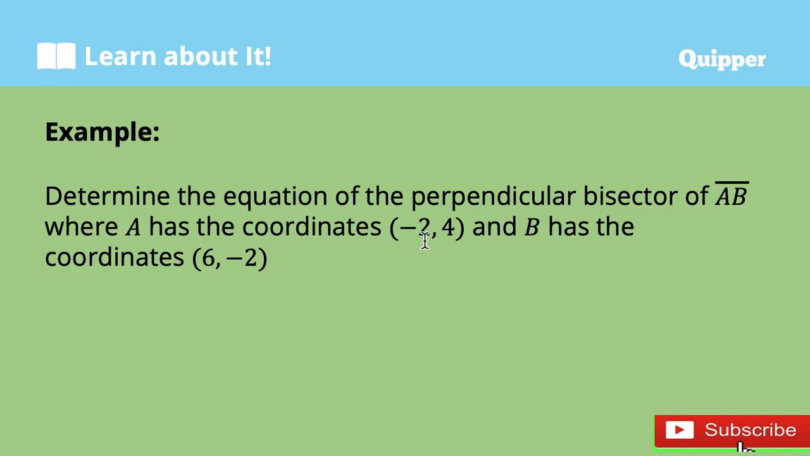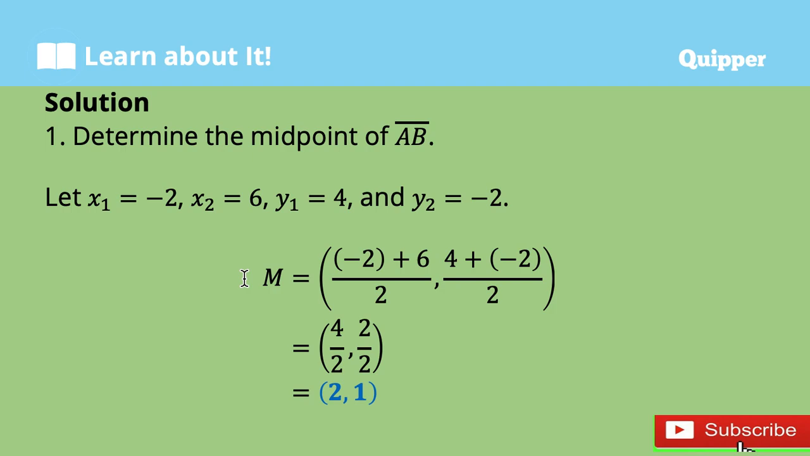4, and B has the coordinates 6, negative 2. Okay, here's the solution. First thing to do is we are going to determine the midpoint of line segment AB. Our endpoints are, for x sub 1 is negative 2, y sub 1 is 4. For the second endpoint, x sub 2 is 6 and y sub 2 is negative 2.